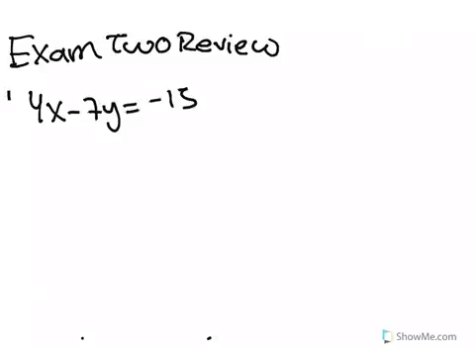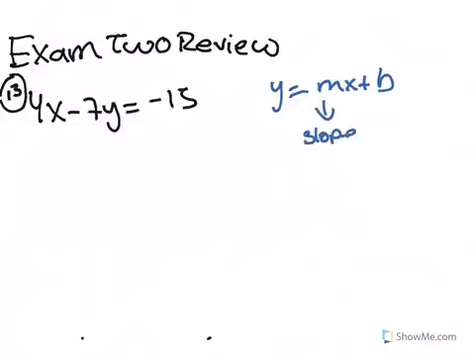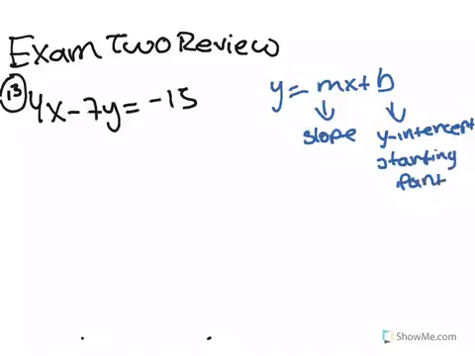In this example, number 13, we are asked to graph this equation. So what I'm going to do first, I'm going to put this equation into y equals mx plus b, where the m is the slope and the b is the y-intercept, my starting point. And also remember, the slope is the rise over run. Okay? So I'm going to first solve for y by subtracting 4x on both sides.